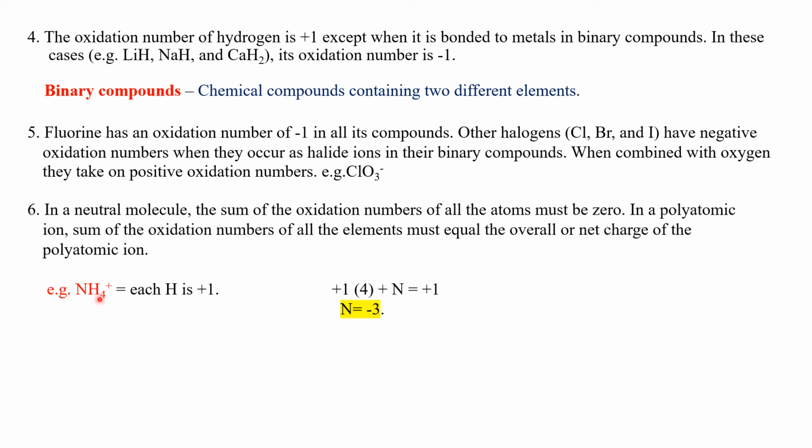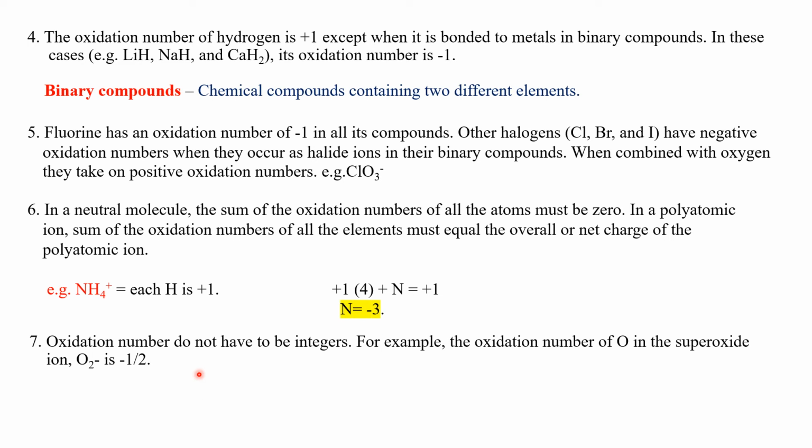So, for example, the ammonium ion is given here. It is a polyatomic cation. Poly means many, so polyatomic cations are cations containing many atoms. Here the overall charge is +1. So how can we figure out the nitrogen charge? Hydrogen is +1, and there are 4 hydrogen atoms. So 1 times 4 plus the nitrogen charge is equal to the net charge +1. The nitrogen charge becomes -3.